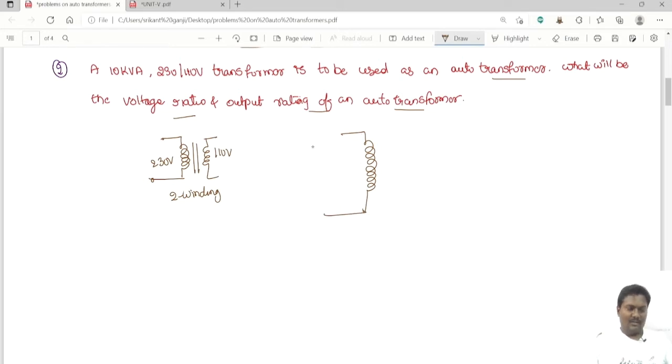We can use 230 plus 110 volts, series aiding, that is equal to 340 volts, and these 2 windings are electrically connected. The output voltage is now 110 volts. The input voltage is changed to 340, and the output voltage is the same, 110 volts. For the 2 winding transformer, the kVA rating is 10 kVA.